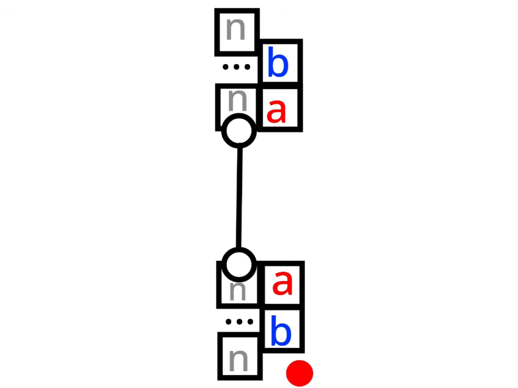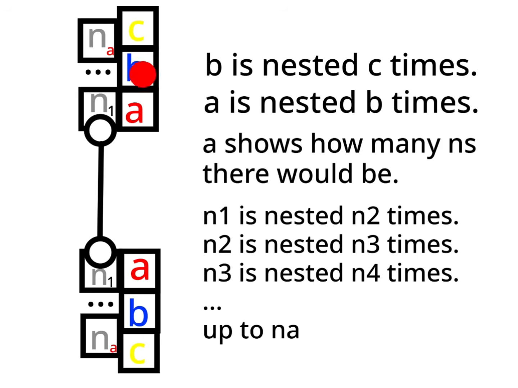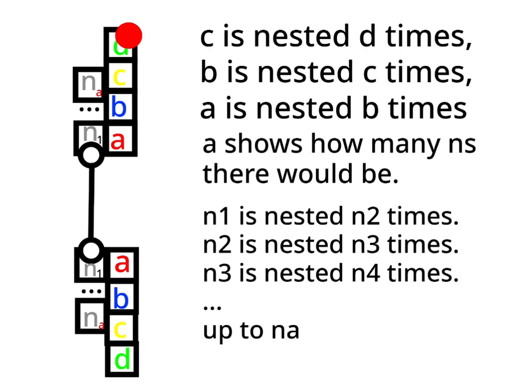So now this is some algebraic notation that I tried to do. It's not exactly right. You kind of can guess how it applies to the Roman numerals if you're smart. So this is kind of what it does, not exactly. So A is nested B times. A shows how many n's there would be. N1 is nested N2 times, and N2 is nested N3 times, and N3 is nested N4 times, all the way up to NA. So then, if we add another box here, now B is nested C times, and then everything else is the same. C is nested D times, so you can just keep on adding more boxes here.